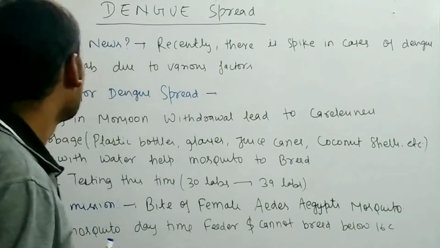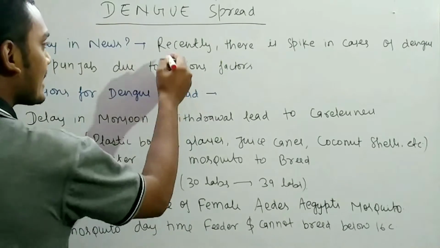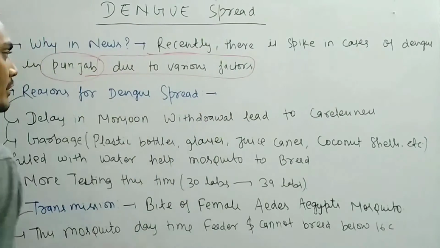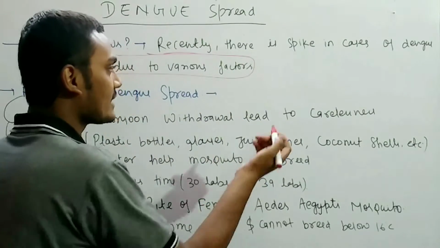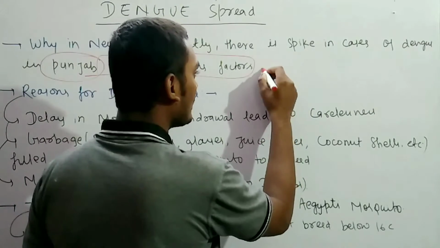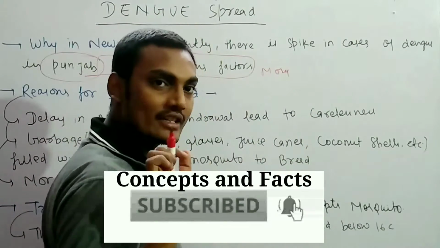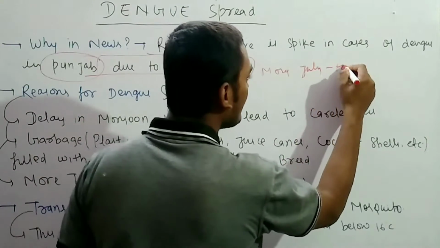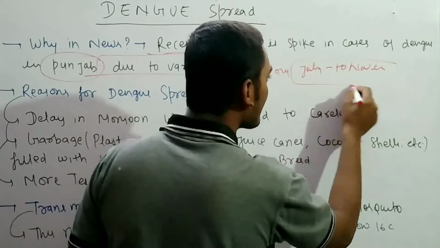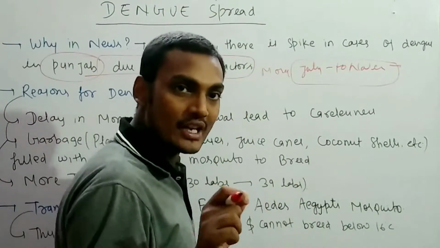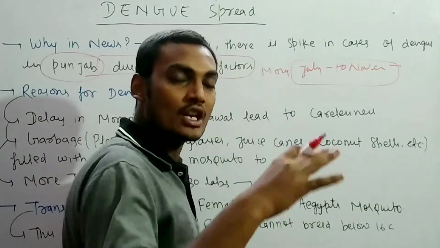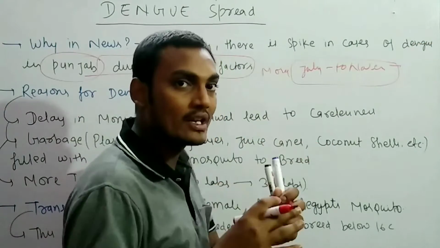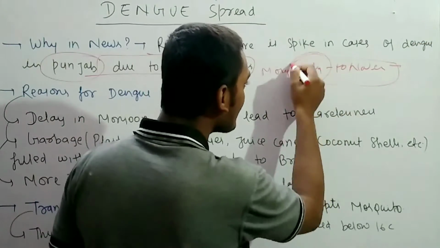So let's watch. If you talk about why it is in the news, recently there is a spike in dengue cases in Punjab due to various factors. So we will talk about the factors. As you know, there is a mosquito known as the Aedes aegypti mosquito, the female mosquito, and the basic season is July to November. In this period the mosquito breeds. Why? Because in this period the temperature does not go below 16 degrees Celsius, and it is often hot.